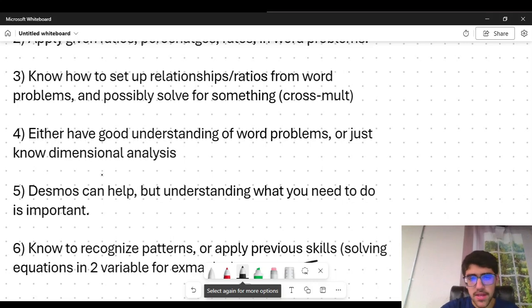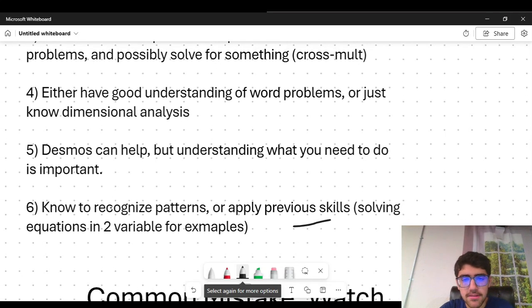Unless it's not a word problem, then it could help you, but you still have to understand. There are always steps before Desmos in this focus skill. You can't just plug it in Desmos and get an answer. The last thing is to recognize patterns or apply previous skills. I'm going to specifically show an example of this, but basically, you can sometimes just recognize a pattern which can help you.